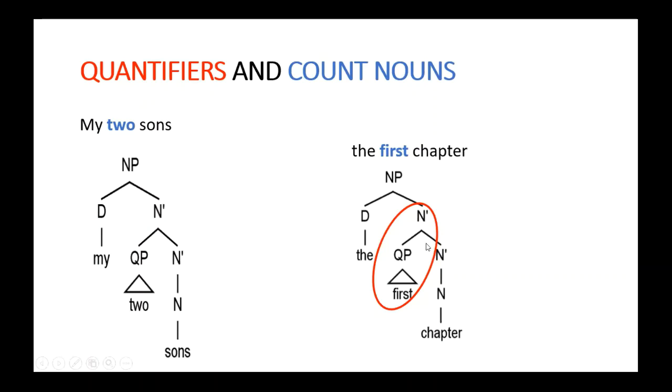Notice that the first n bar here is empty, and it's empty because this is reserved for complements. And the same happens here with my two sons: the first n bar is empty because this is reserved for complements. Two in this case is a modifier, so we have that in the second n bar as typical modifiers. So whenever you get a quantifier with a count noun, you're going to analyze that as a QP, and of course it's going to be a QP modifier. Okay, so quantifiers are going to be analyzed as modifiers of the noun.